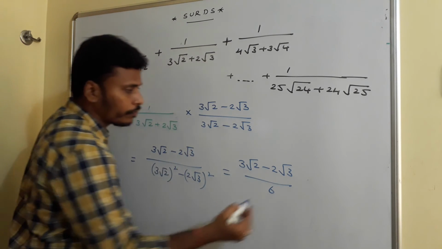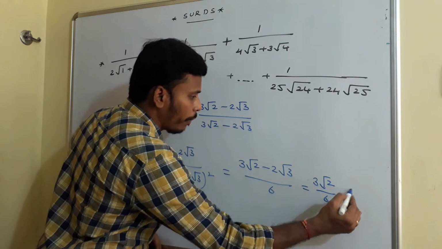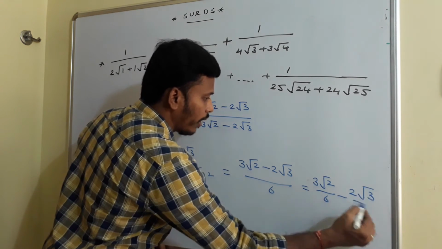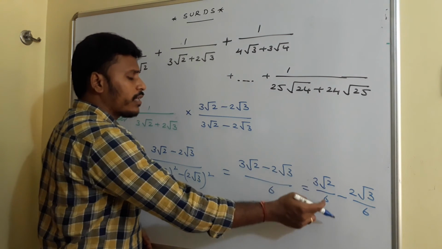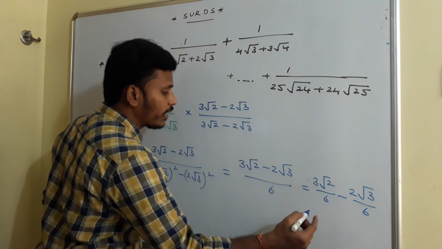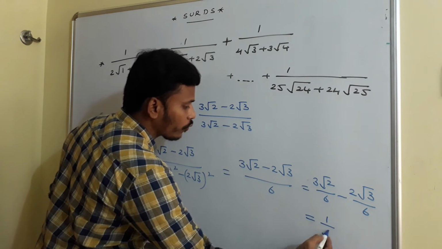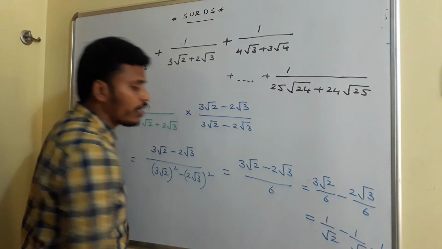You just split it. You have 3 root 2 by 6 minus 2 root 3 by 6. And then 3 by 6 is 1 by 2, and root 2 is cancelled by the root 2. You get 1 by root 2 minus 1 by root 3. Just think for a second.